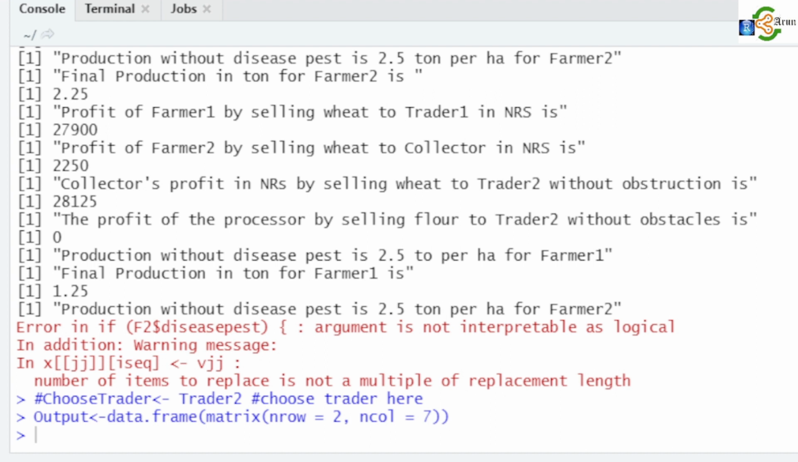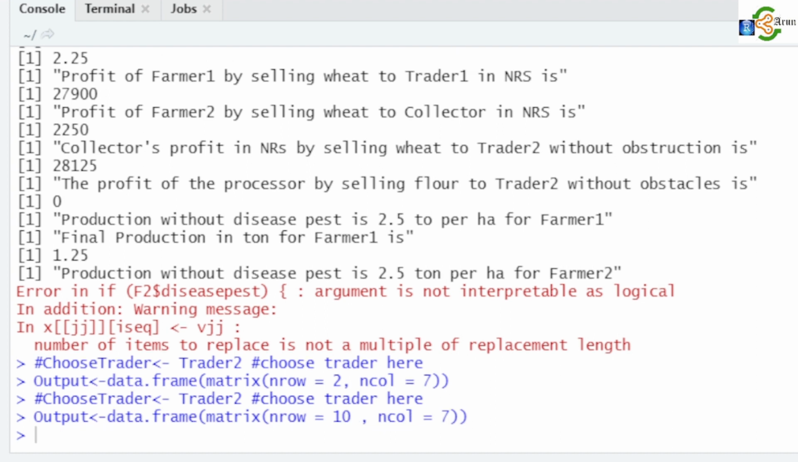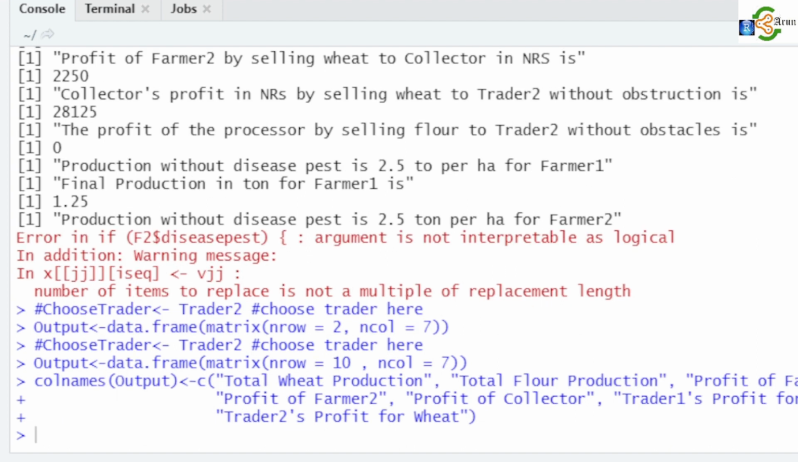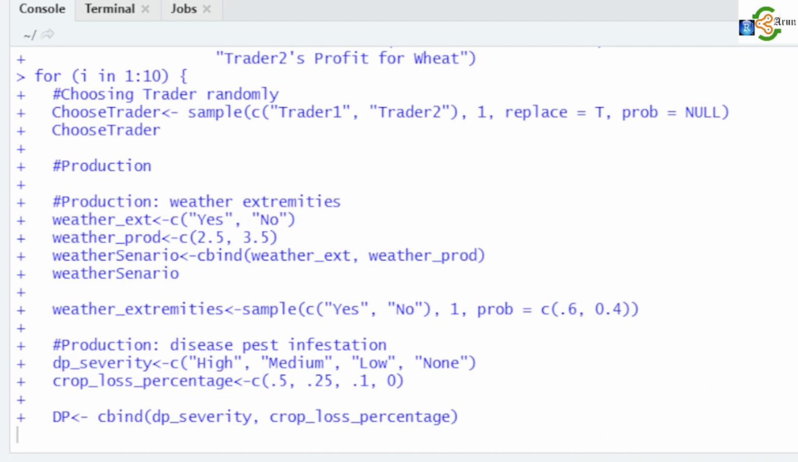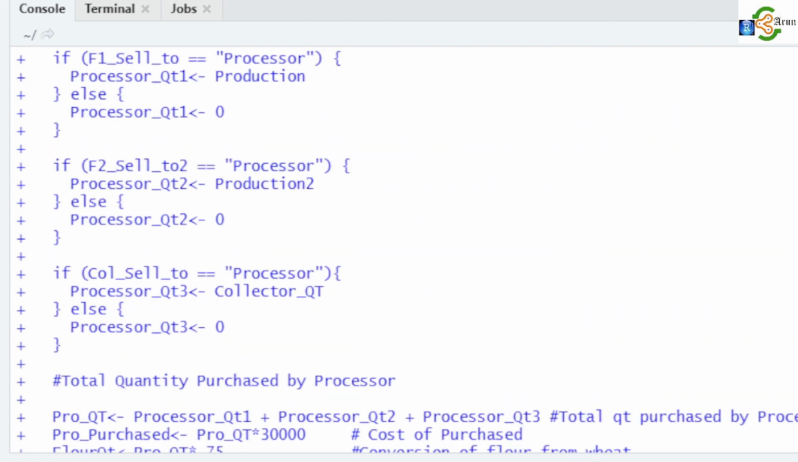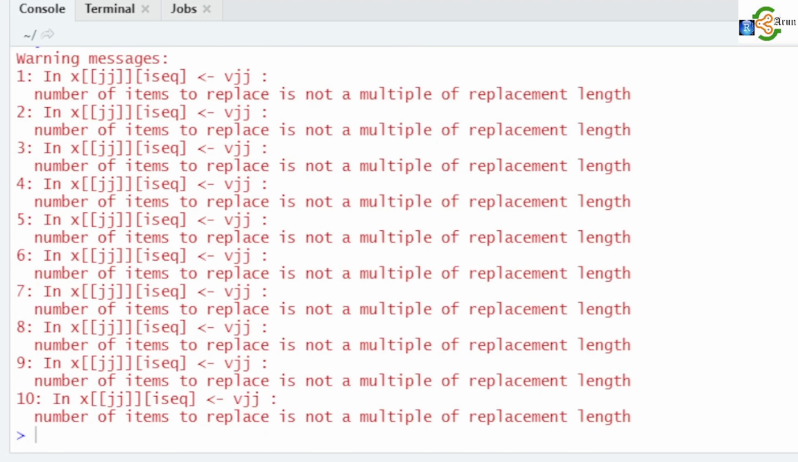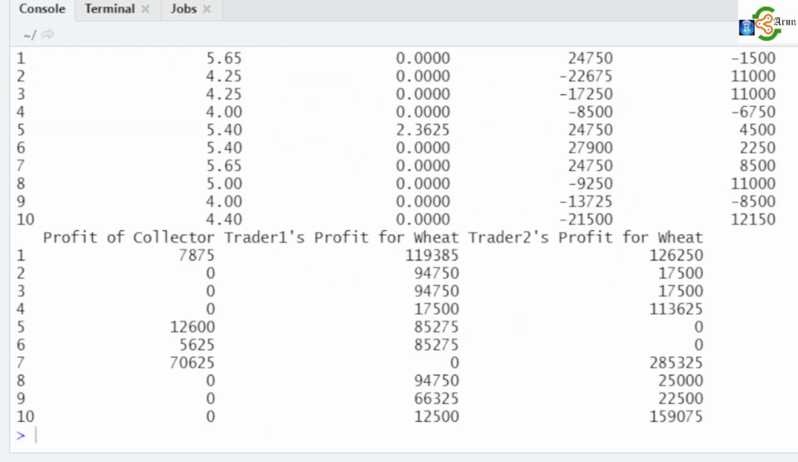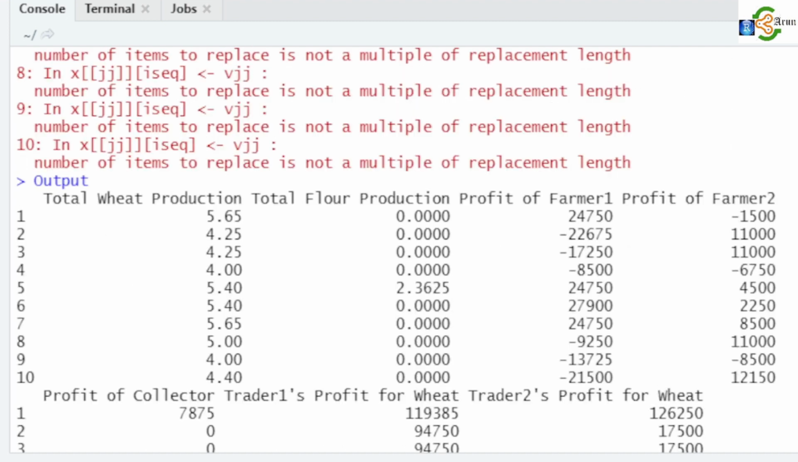Okay, so I will run this code 10 times, and I will generate a result, and you will see a table showing the various cases in the 10 different runs. Let me run the output results first, then I will give the column names for the matrix, then I will run this code 10 times. Now we can see it is running. Then let's see the output table. Okay, let me show here.